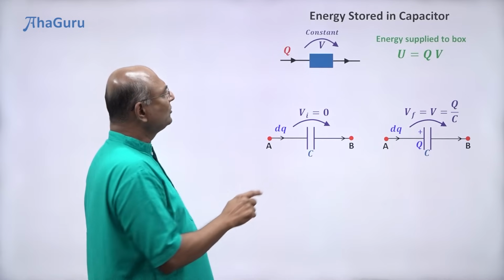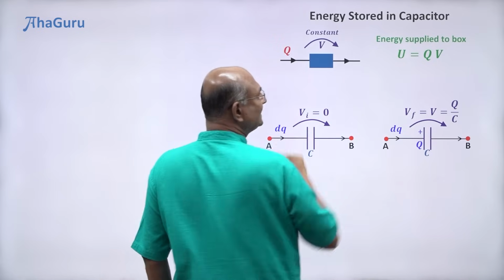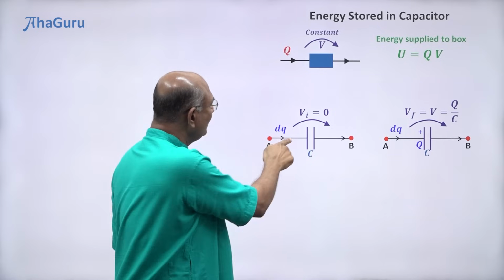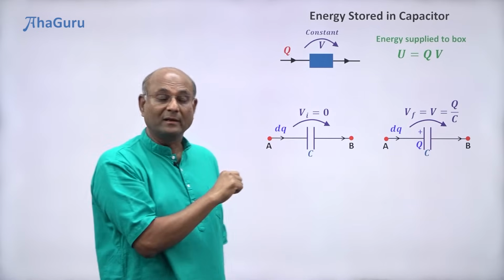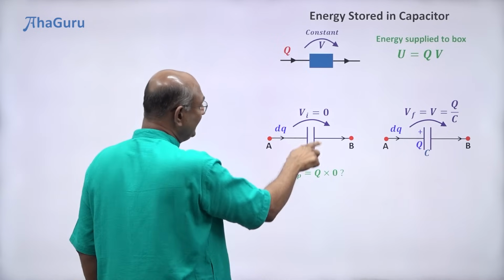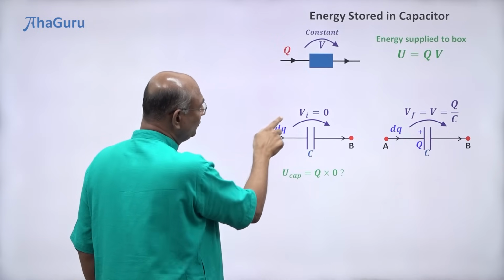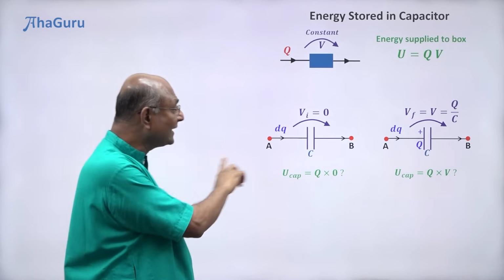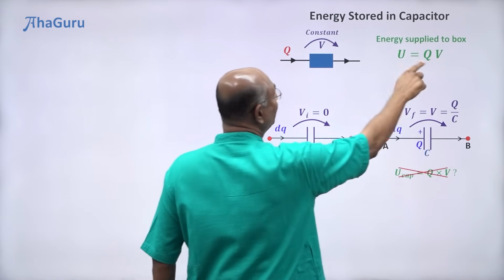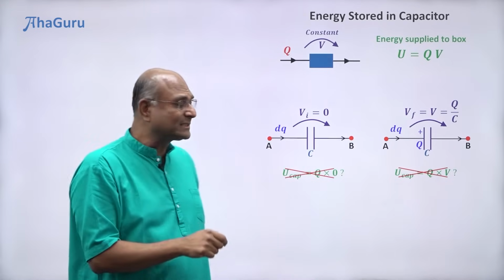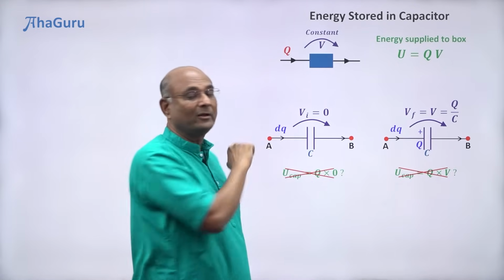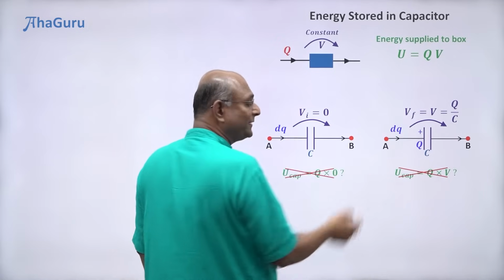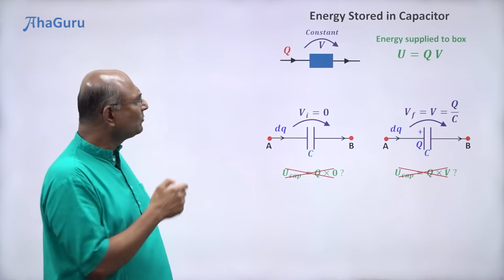Okay, so if I want to use this formula, that the energy supplied to the box is Q times V, should I use this V or should I use that V? Should I write that the energy supplied to the capacitor is Q times 0, or should I say it is Q times V? Actually, neither, because this formula only works when the potential drop is constant. Here, as the charge comes in, you know that the potential drop is clearly changing, right? In the beginning it is 0, finally it is V. Clearly it is not constant. So then what do I do?